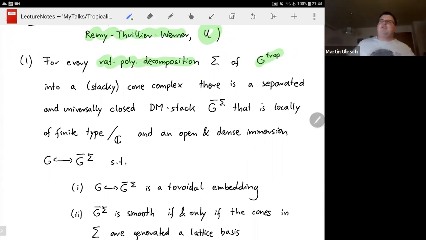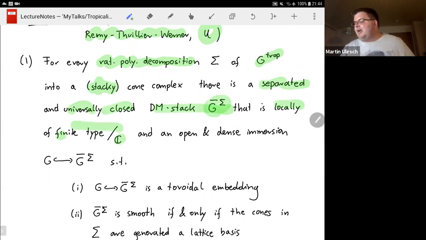So you're always forced to have some of the faces in the fan, but you have some freedom to choose. And for any such choice, and you also sometimes want to put a little bit of a stacky structure in the sense of toric stacks, because sometimes this is necessary too, you can construct out of this a separated, universally closed Deligne-Mumford stack that is locally of finite type over the complex numbers. And this thing will be called G bar, for compactification.